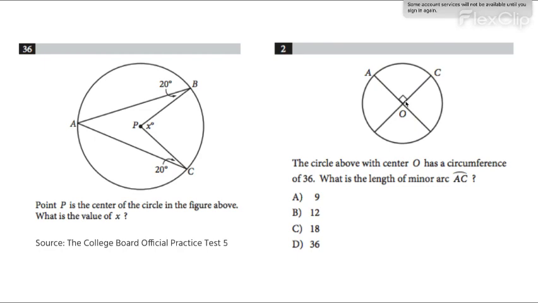So 90 degrees is 1/4 of the circle's total angle. So that means that this arc has to be 1/4 of the circle's entire circumference. So very simple. The only thing you do in this problem is divide 36 by 4, and the answer that you get is 9. So your answer here is A.